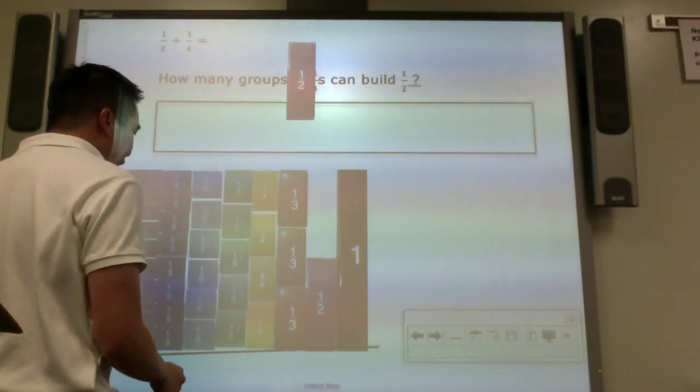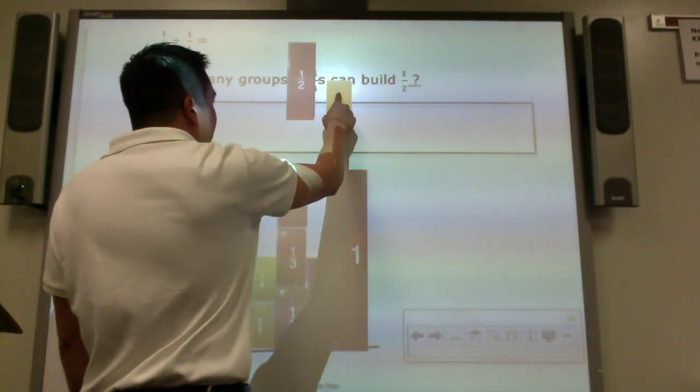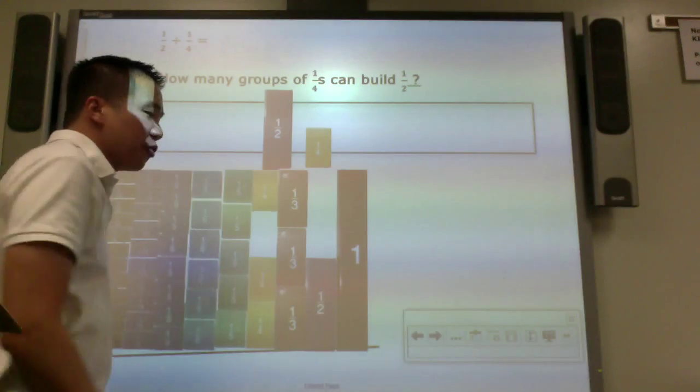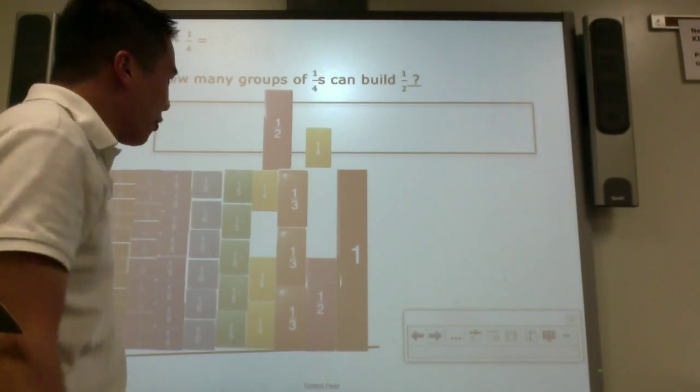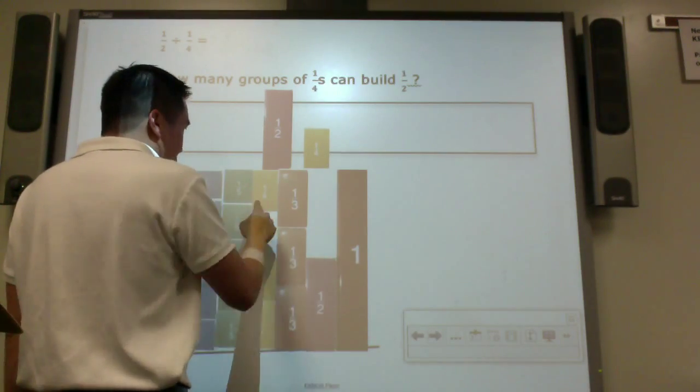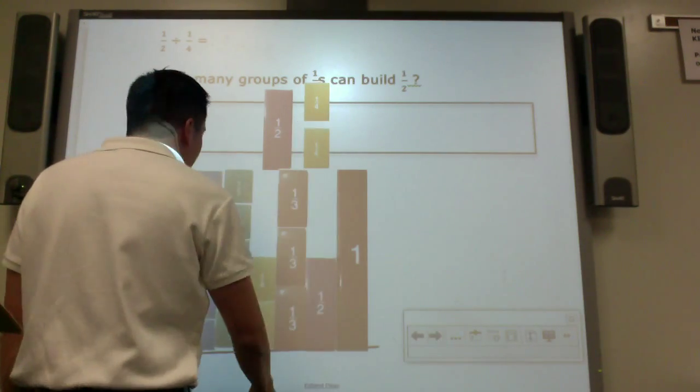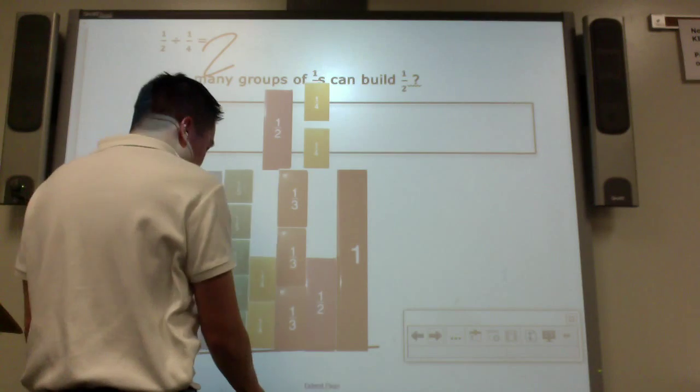Next one, I have 1/2. I want to know how many fourths. How many groups of fourths, how many fourths go into 1/2? I see one group of a fourth. I see a second group, so it is 2.